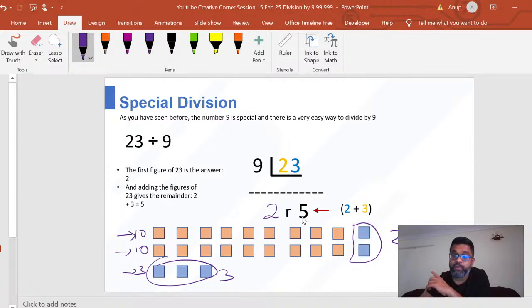Now, if you get a number more than 9, we'll talk about it. A remainder can never be more than its divisor, right? We will see that kind of variation also. So, 2 remainder 5. That's what I got. So let's look at another example now.